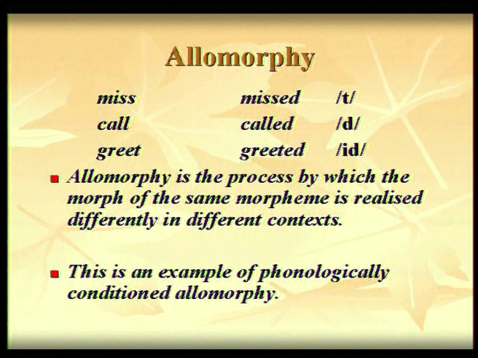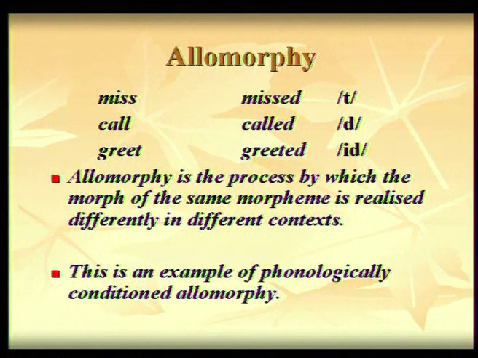Similarly, voiced sounds take d, which is also voiced. So, take the example call. L at the end of call is a voiced sound. Called has d at the end. With the sounds t and d, id is used. That is, if you have a word greet which ends with the sound t, the past tense morph is realized as greeted. Allomorphy, therefore, is the process by which the morph of the same morpheme is realized differently in different contexts.